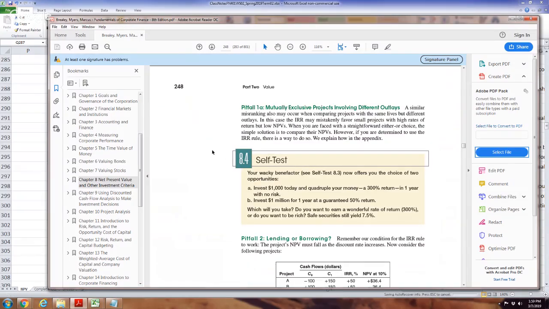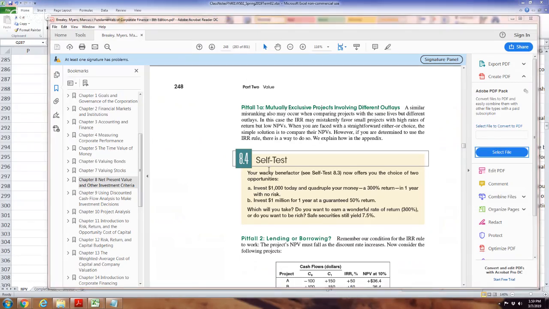But here we go. We're back to another one of these. And it says invest 1,000 today and quadruple the money in a year with no risk. Again, very sketchy, anyone saying that to you. And then invest $1 million for a year, guaranteed 50%. I don't know if these guys are talking to people that I know, because the investing community is a small world out there. Or $1 million a year, guaranteed 50% return.